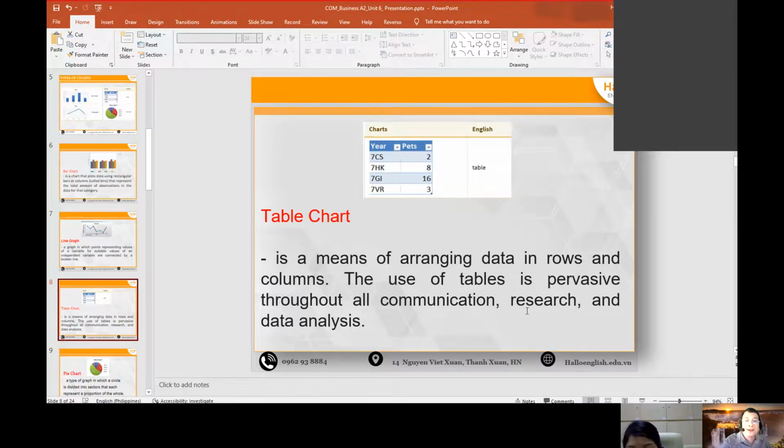patient communication, research, and data analysis. So that means you can see in there, it's more on the table. It's more on the results. It's more on the tables. Let's say, for example, this one is the year, and the other one would be how many pets in that year, right? So we can see in there in the table chart.